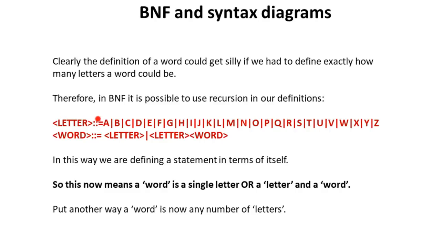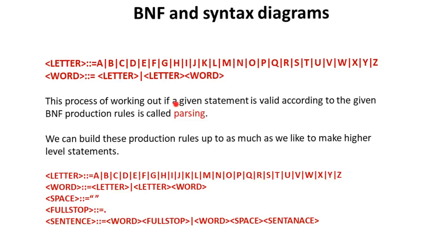We can say a letter is defined as one of these symbols. A word is now defined as a letter or a letter word. And that recursively calls itself because a word is a letter or a letter word. In this way, we're defining a statement in terms of itself. So this now means a word is a single letter or a letter in a word. Or to put it another way, a word can now be any number of letters. This process of working out if any given statement is valid according to the BNF production rules is called parsing.